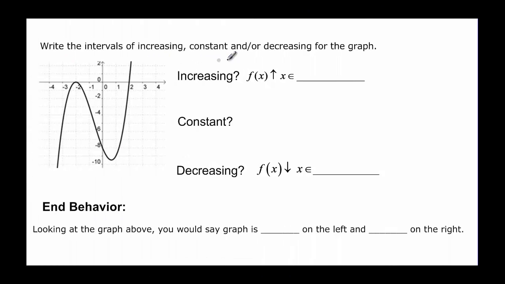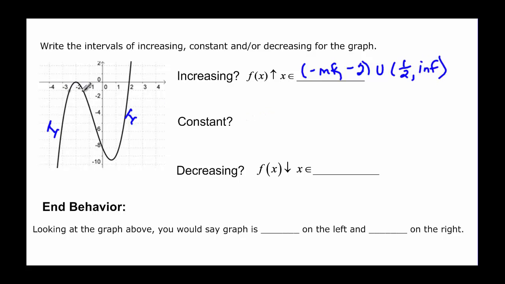Write the interval of increasing, constant, and or decreasing of the graph. And if we look at our graph from left to right, we start here and we go up. These y's are getting bigger and bigger, so we're increasing. And we look here and we also see that we're increasing at the very end of the graph. So we can say that x is an element from negative infinity up to, and we'll call that negative 2. And then it starts back up, and we'll call that maybe 1/2, and that will go on to infinity.